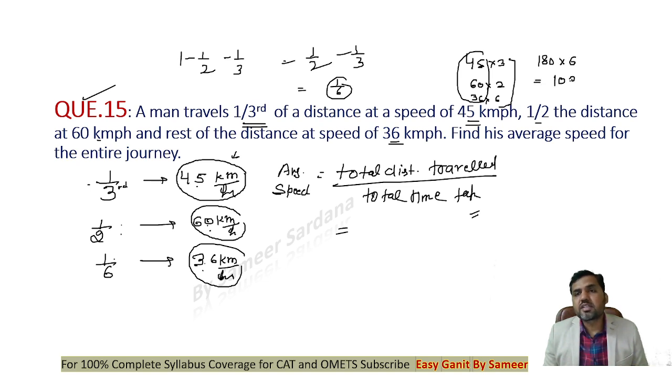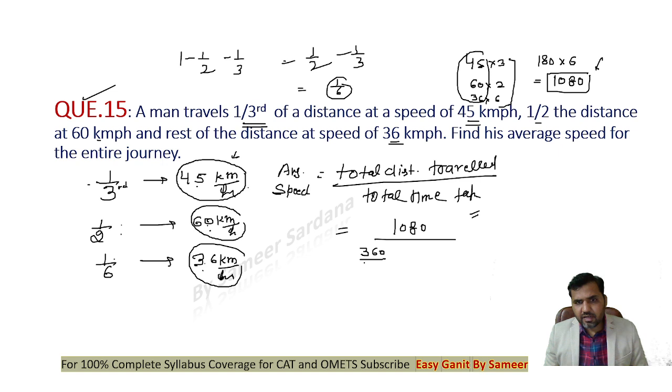Just assume this. Let's say that this is the total distance, because this will reduce my calculation part a lot. Yes or no? If I assume my total distance traveled to be 1080, you can assume it, right? Now, one third of this distance at a speed of 45. What is one third of this distance? One third of this distance would be 360.